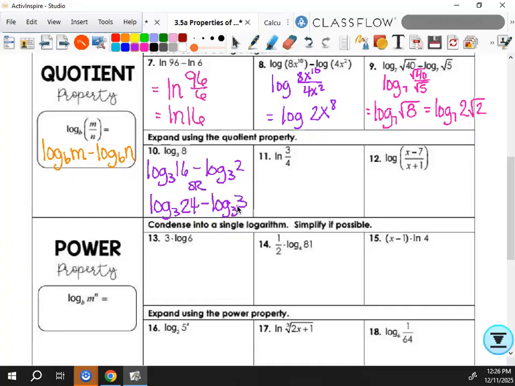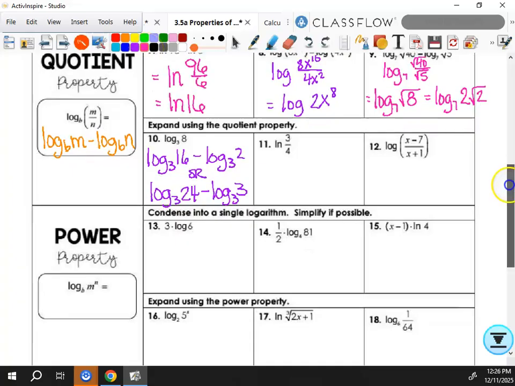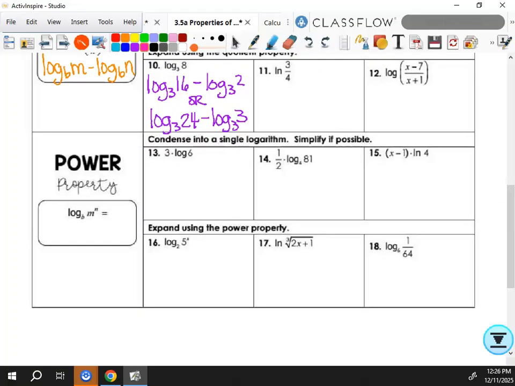All right. So then again, we're using the quotient property. This one's fairly simple. It's a fraction, so it just becomes a natural log of 3 minus a natural log of 4. Number 12 is pretty straightforward as well. This would just become log of x minus 7 minus log of x plus 1. Any questions about where any of the numbers are coming from or anything? All right.